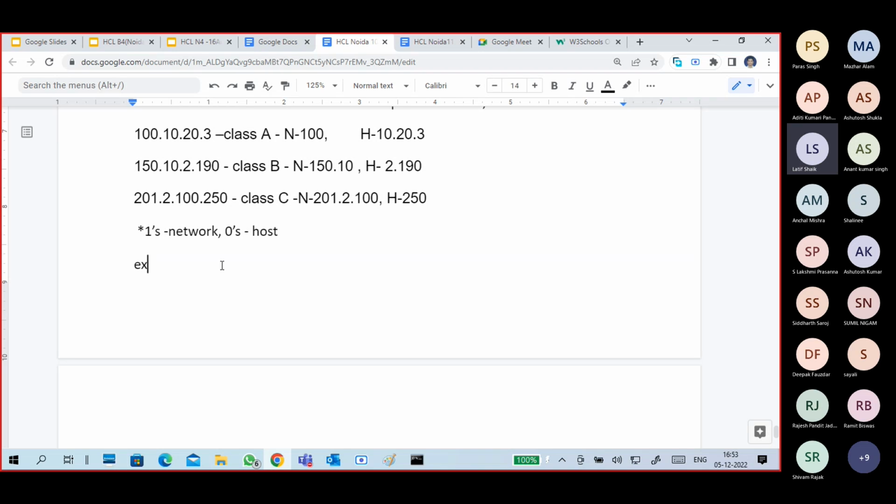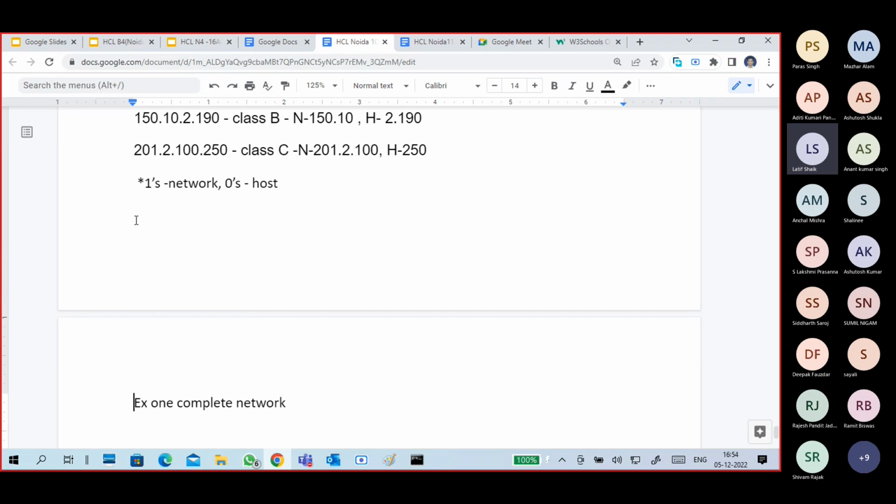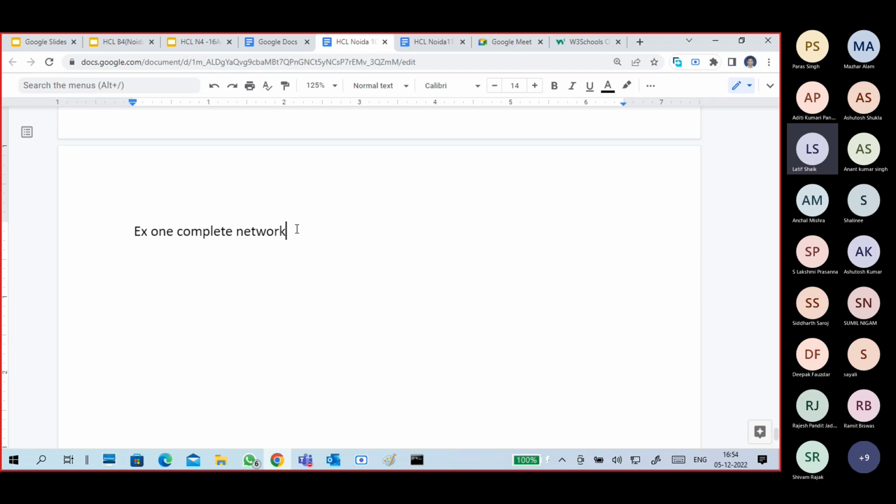Now a network example, one complete network. One complete network means one logical network. Look here. I took one IP address, 192.168.0.0, or I will give 10.0, just for our understanding. This one is the start of the network. It is called the network ID.